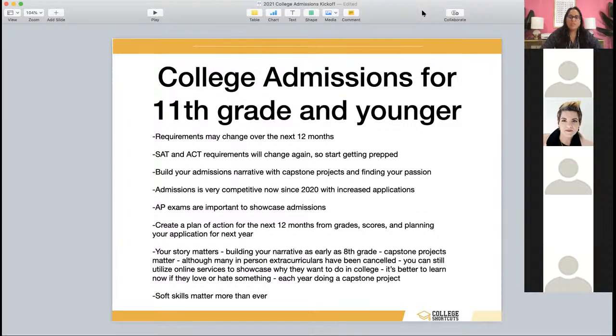Building your narrative as early as 8th grade, having your capstone projects. And although many things have canceled, this is what truly matters. And I've said this over and over, that the story is more than the scores. Even before everything that happened, scores got you in the door, but if you didn't have a good essay, it just wasn't going to happen.